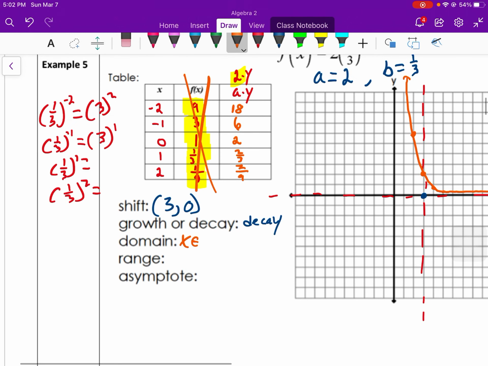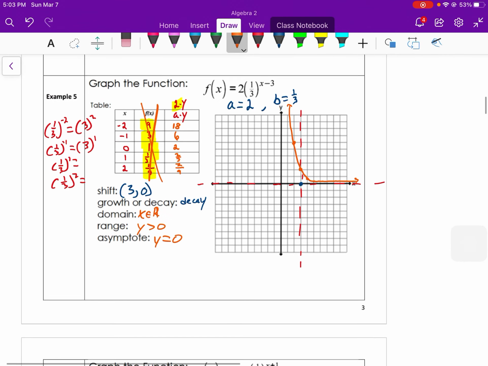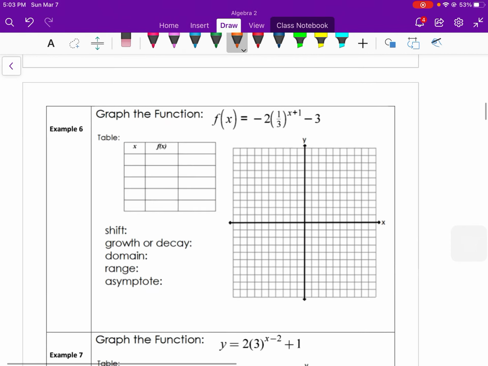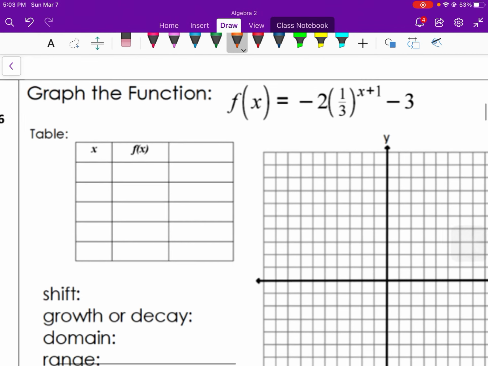Domain, x is an element of all reals, and our range, y is greater than 0. Our k is 0, and that's also our asymptote. How many more do we have here? All right, let's do this one.